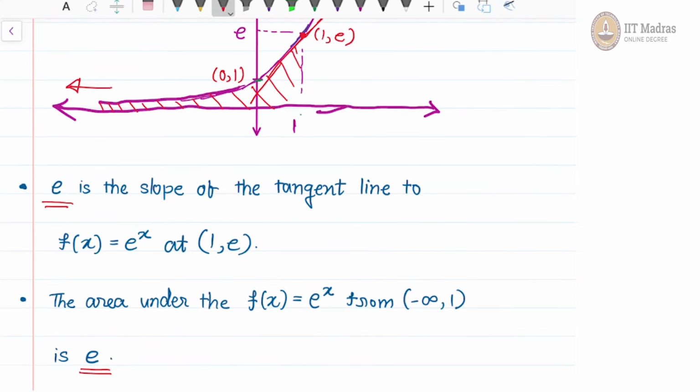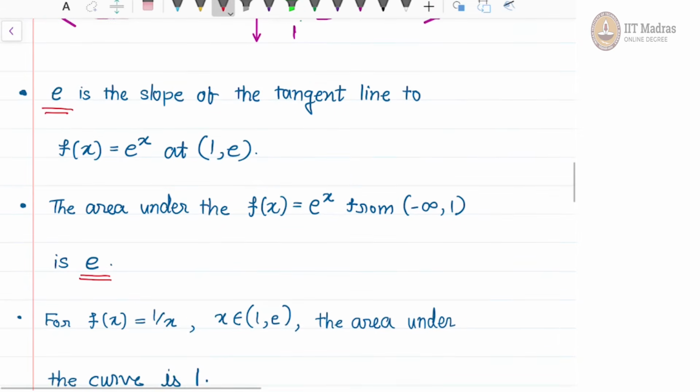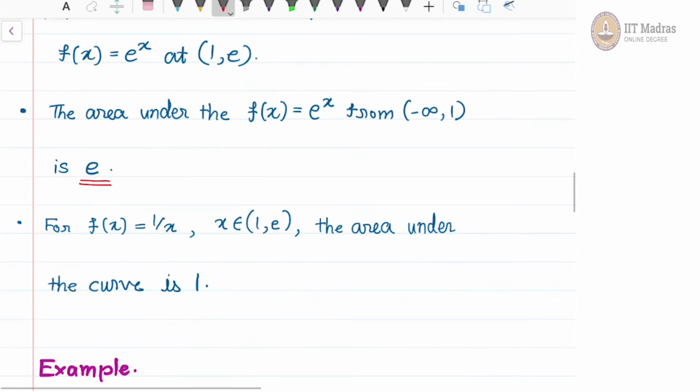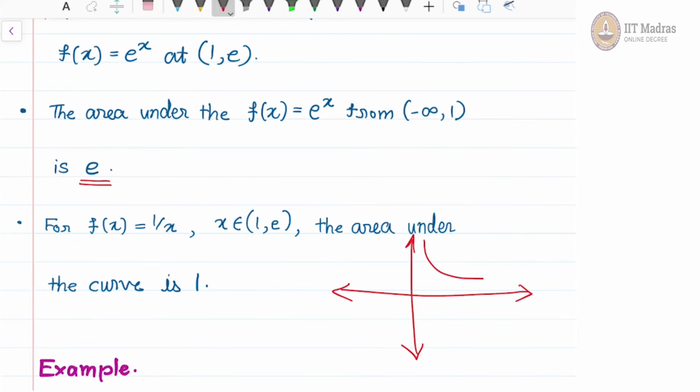And the third thing that is very important, which will not happen in general with other exponential functions, is this. If you draw a function f of x is equal to 1 by x, let me draw it. f of x is equal to 1 by x. So you may be familiar with that function. It will be something like this and something like this.